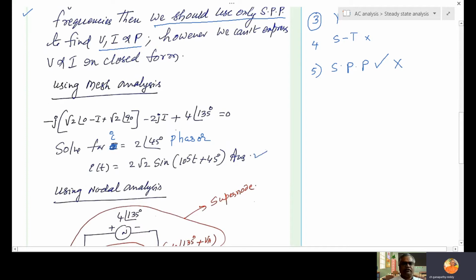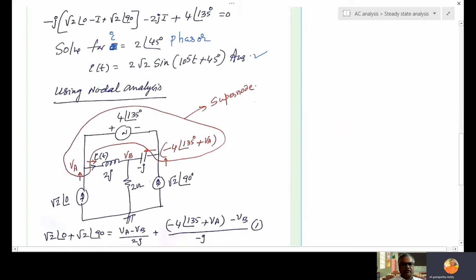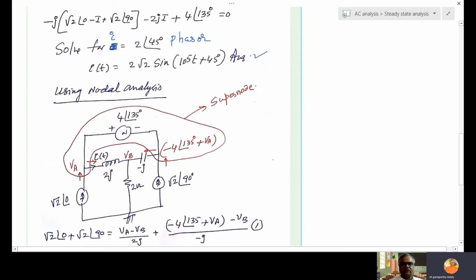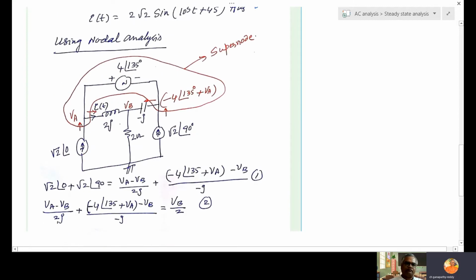So just one equation, one unknown. It takes 5 minutes to solve. The same problem, if we use nodal analysis, what is the technique I told earlier? First identify the number of unknowns. So what is the voltage here? VA. What is the voltage here? VB. VA, VB are unknown.